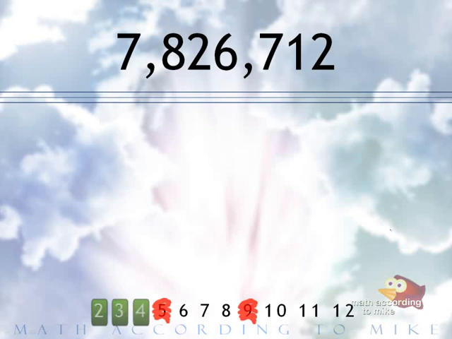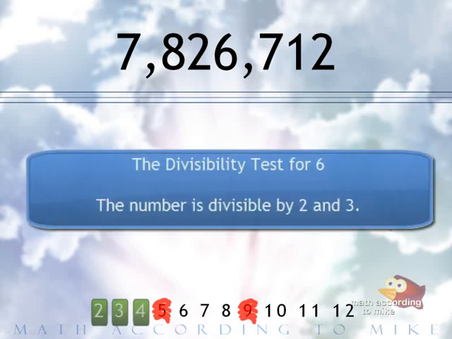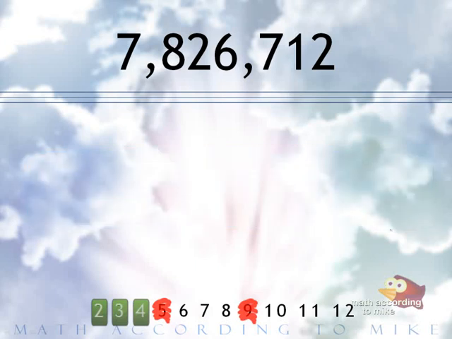The rule for 6 actually calls upon 2 previous rules, 2 and 3. If 2 and 3 both work, so does 6. We will see a rule similar to 6 later on. Since 2 and 3 both work for our number, so does 6. So just check 2 and 3.